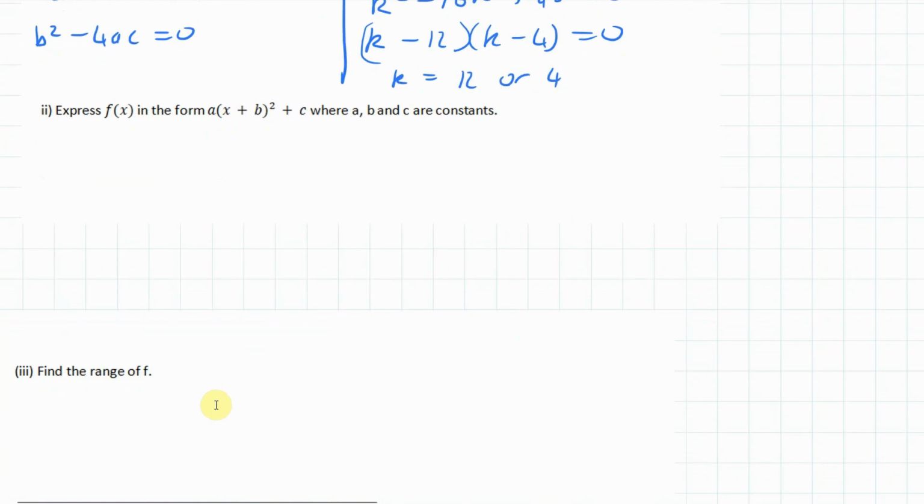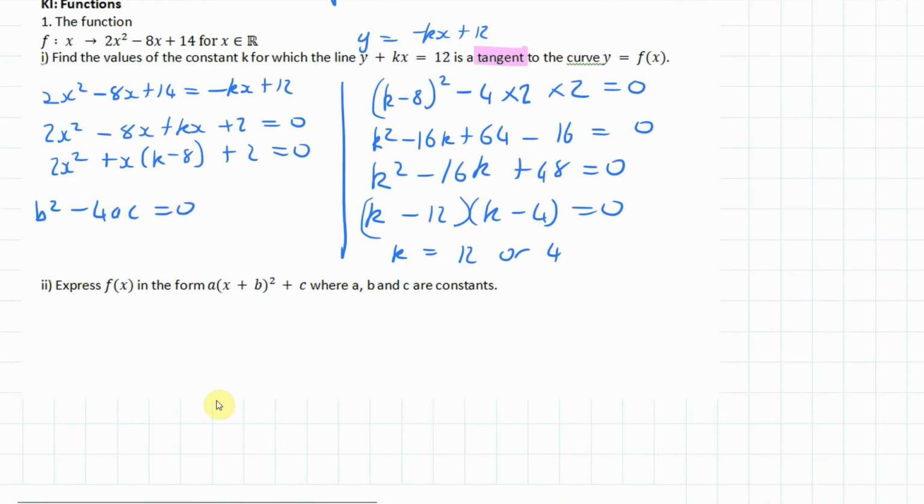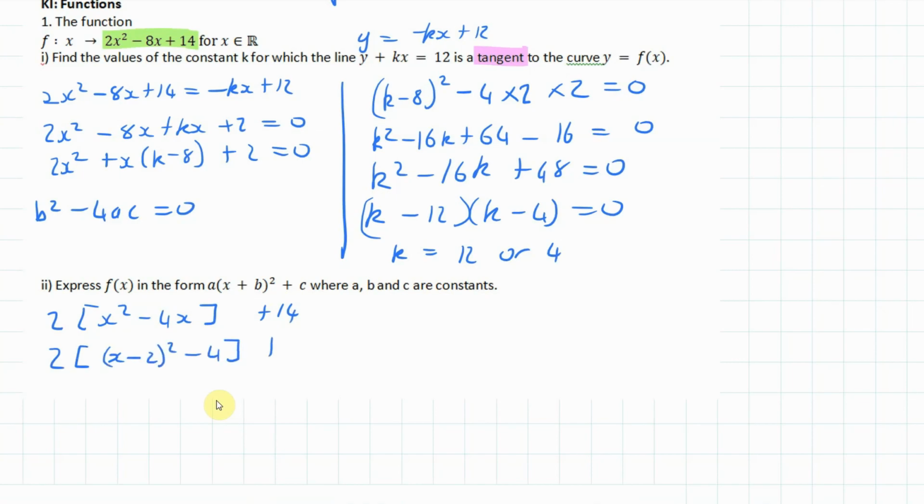Okay. Now the next one, we've got to express the function in, so we've got to basically complete the square for this here. So my first step would be to take out that 2, and I'll put square brackets in here, and I'll leave that 14 out and deal with it later. Now I'm going to, within the square brackets, complete the square, like so. Then I'm going to expand out of the brackets again, like so. And then I should be able to just gather all my like terms. So I think I end up with a positive 6 here, and it's done.